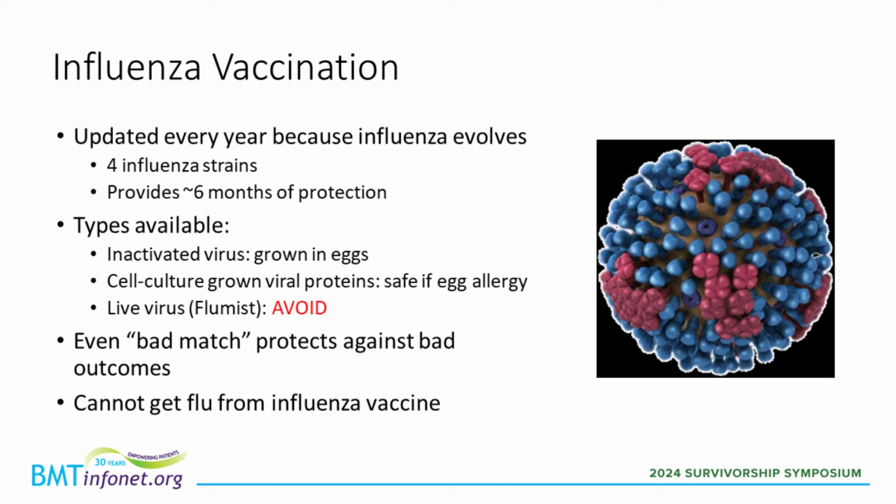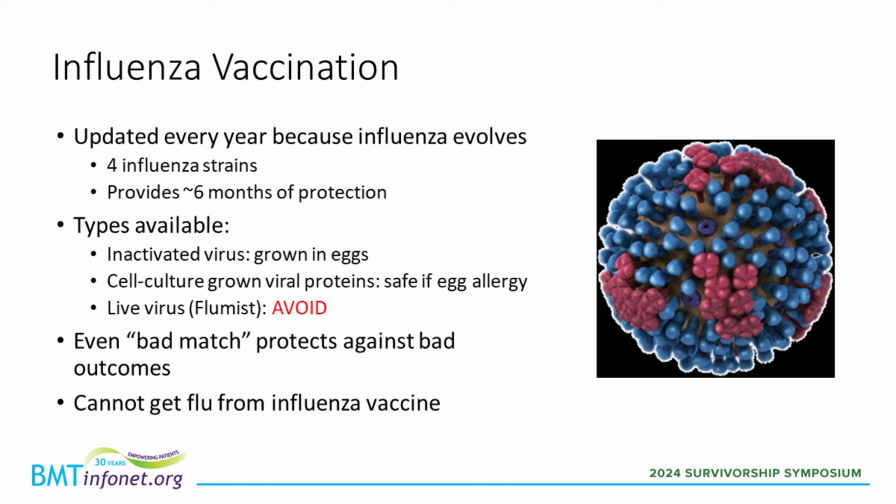So influenza vaccines are updated every year because the influenza virus continues to evolve, and so these vaccines only provide us about 6 months of protection. There are several types of vaccines available. One is an inactivated virus grown in eggs, and that's the most common type of vaccine available for influenza. If you happen to have an egg allergy, there are vaccines available that are made of viral proteins grown in cell culture, and so those are safe for you to receive if you have an egg allergy.